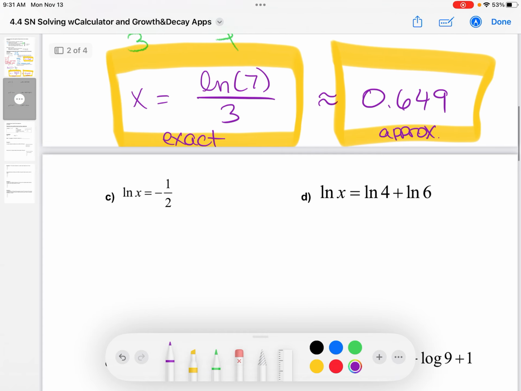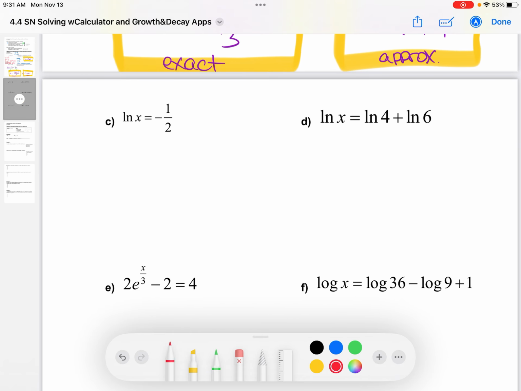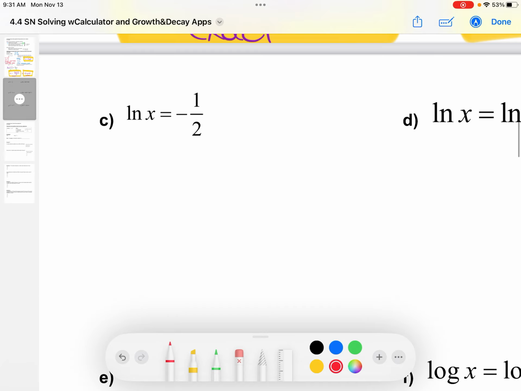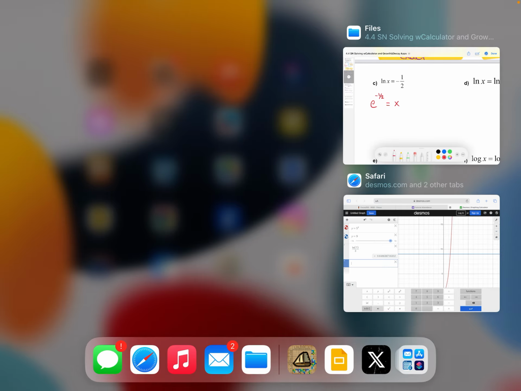So let's look at a few more examples. Let's look at C. We have natural log of x equals -1/2. Hey, this one's really straightforward to solve. Drop and cross. E, drop the base. Natural log is log base e. E to the -1/2 is equal to x. So all we need to do is put e to the -1/2 in the calculator.